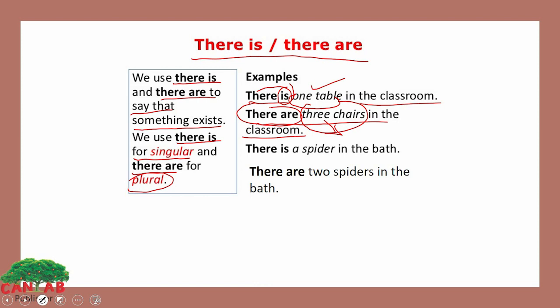Look at the third one. There is a spider in the bath. Here the spider is 1. So we have added there is here to indicate one item. Look at the fourth one. There are 2 spiders in the bath. We have 2 spiders now. So we have added there are here to show more than one item. We have 2 spiders in the bath.